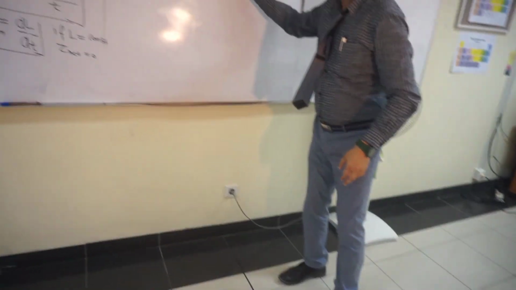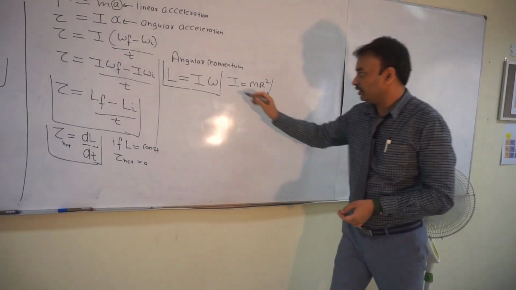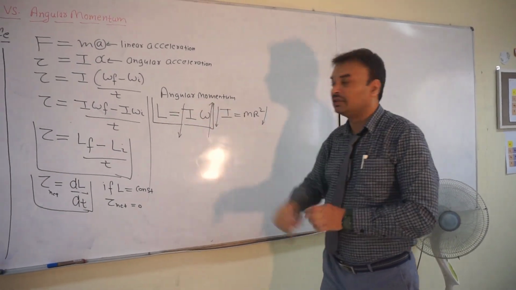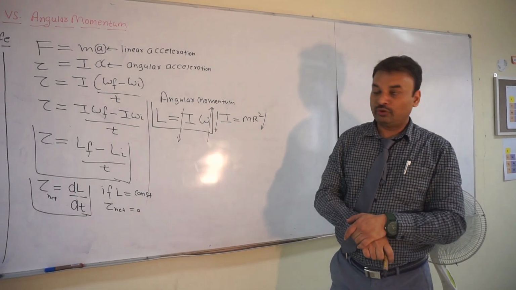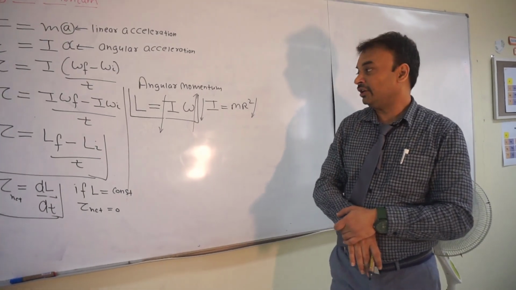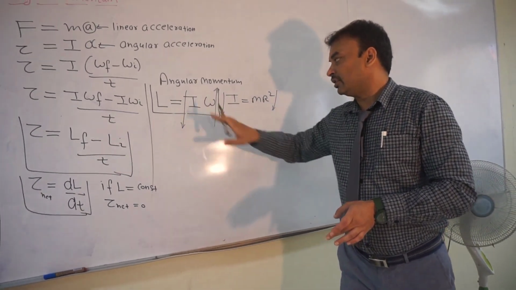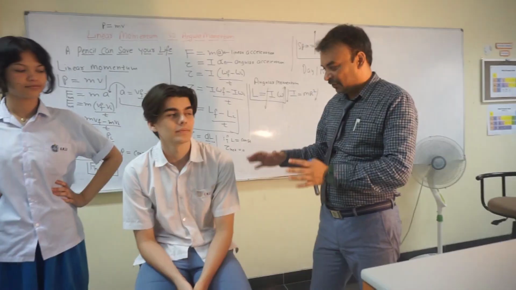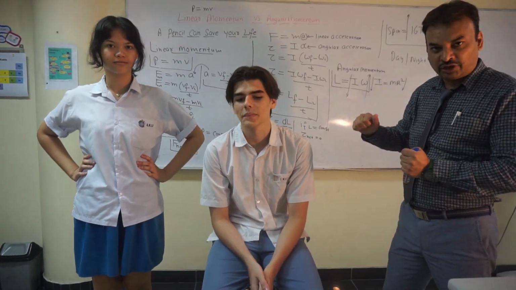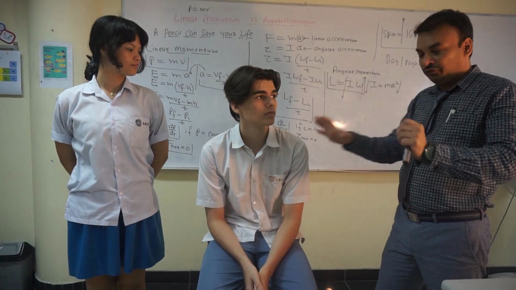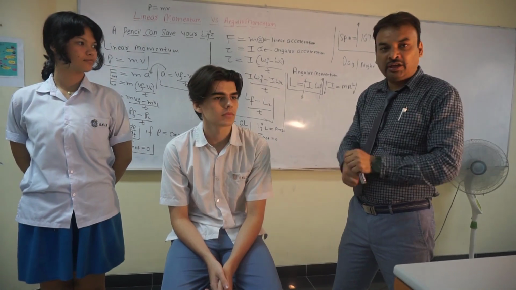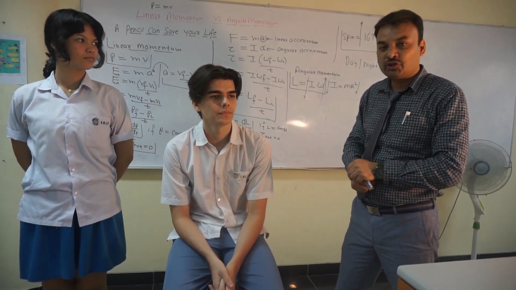As r decreases, the distance of the pencil from the axis reduces, so I also reduces. As I reduces, omega has to increase so as to keep L constant. So this is how the conservation of angular momentum can save your life, right? This L is angular momentum, equal to I into omega. So one student is on the chair and another student gives a rotational motion to this student. The physics says that if the student stretches his hands, then the speed should lower, and when he takes the hands closer to his body, the speed should increase.